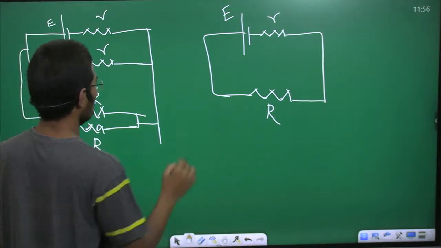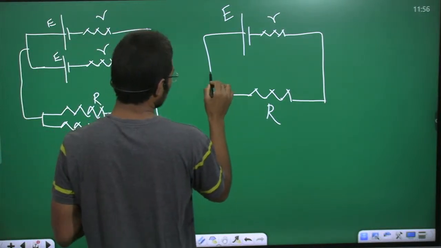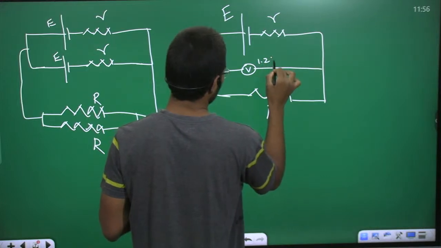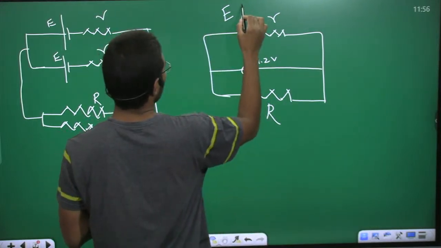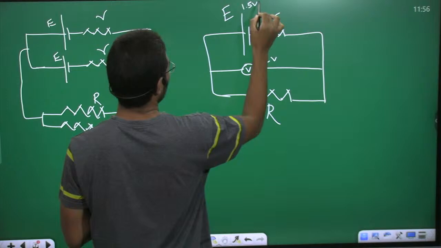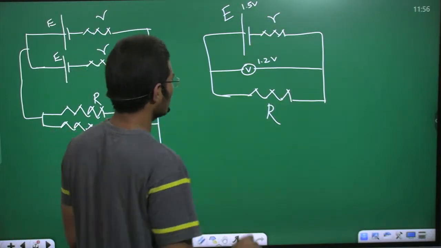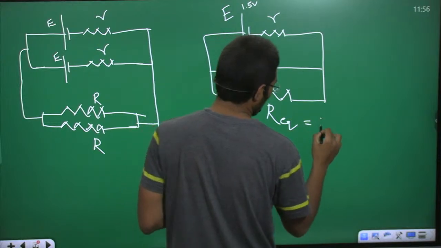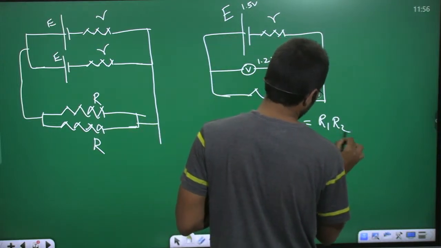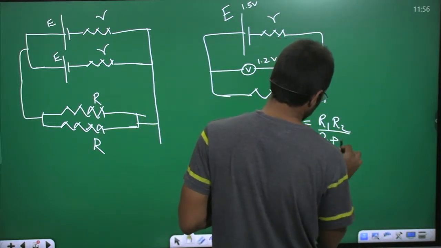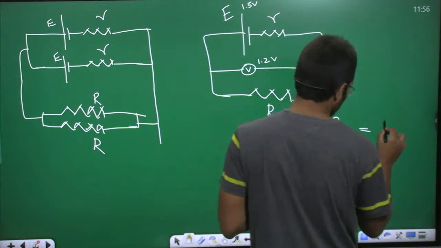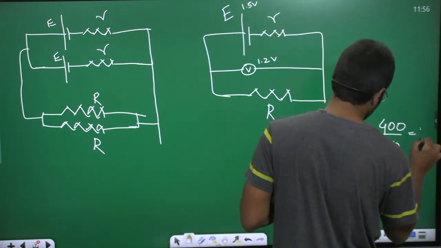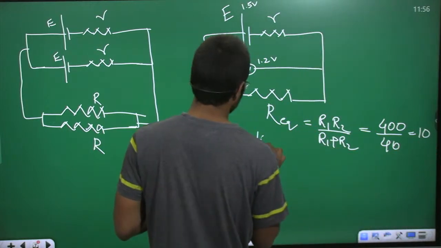The voltmeter gives a reading of 1.2 volts. Okay, the EMF is 1.5 volts. So first let us find the current. So what is this R equivalent? It is equal to R1 R2 by R1 plus R2, right? 400 by 40 is equal to 10. So R equivalent is equal to 10 ohms.